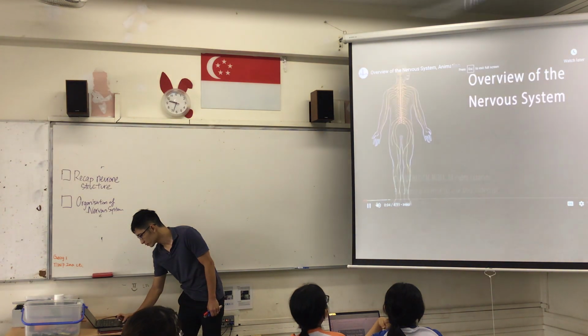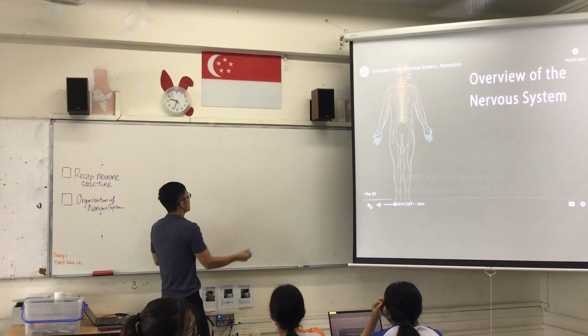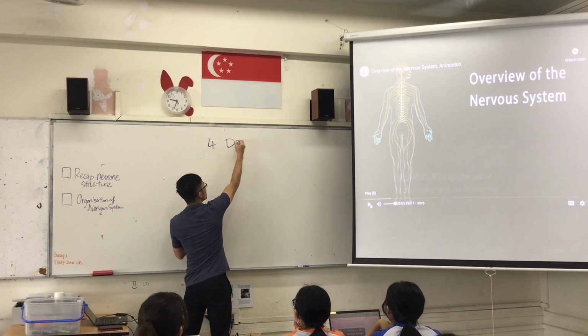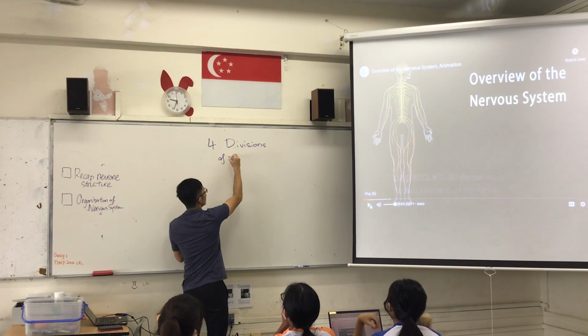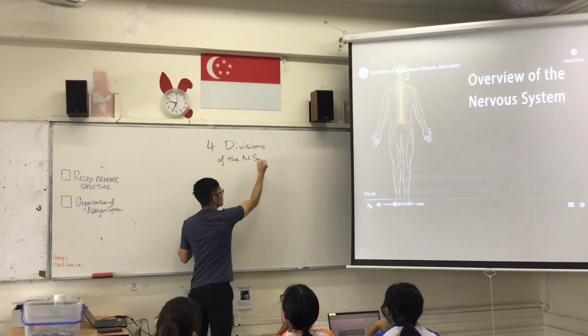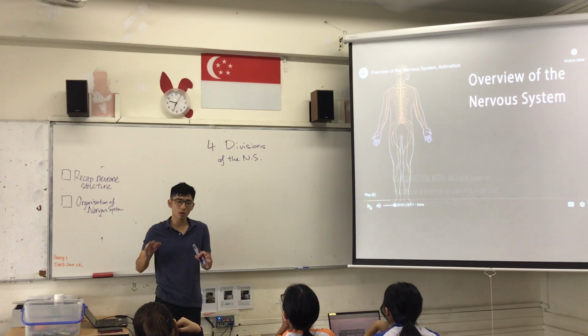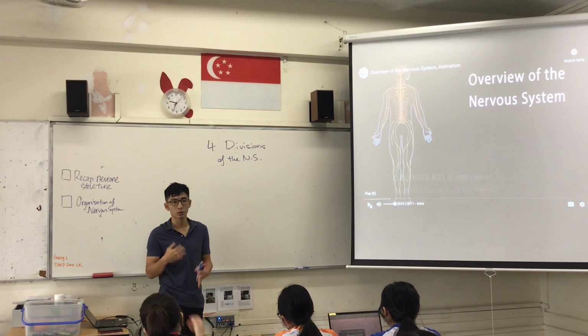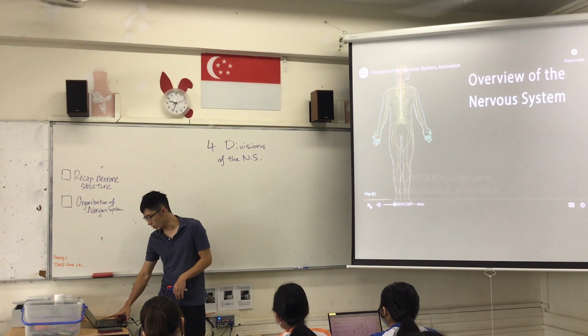The function of the nervous system. Okay, pay attention up. There are 4 divisions of the nervous system that I want you to pay attention to. Okay, you've already sort of learned about 2 of them, but there are 2 more. Okay, we're going to give this video a quick watch, and then after we're going to move on to the next one.